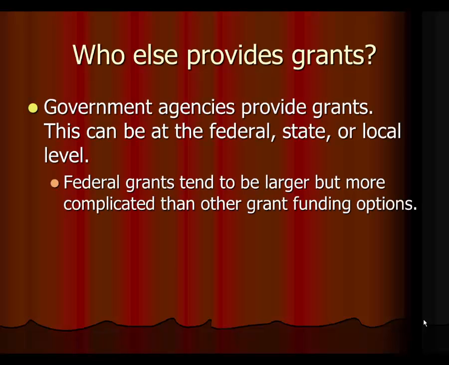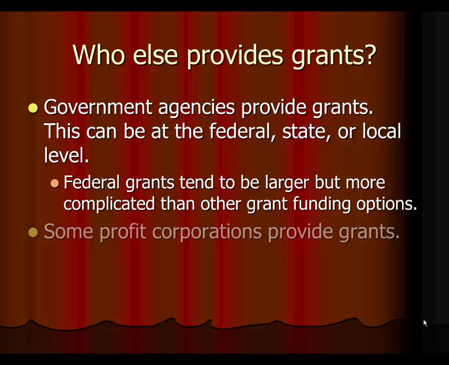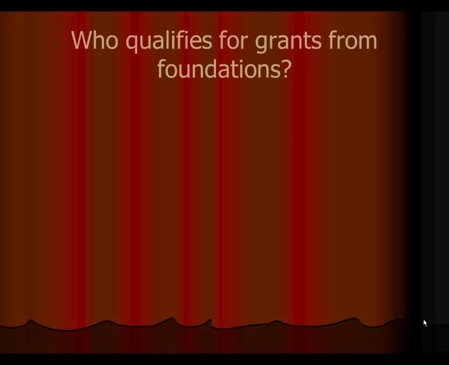Who else provides grants? Well, government agencies provide grants. This can be at the federal, state, or local level. Federal grants tend to be larger but more complicated than other grant funding sources. And if you're looking for a program kind of support, be wary. Don't go to the federal list and get one of those grants that's got the letter R. That's a research grant. That's designed for research, not for programs. Some profit corporations provide grants. These tend to be targeted to a particular population and tend not to be terribly big.